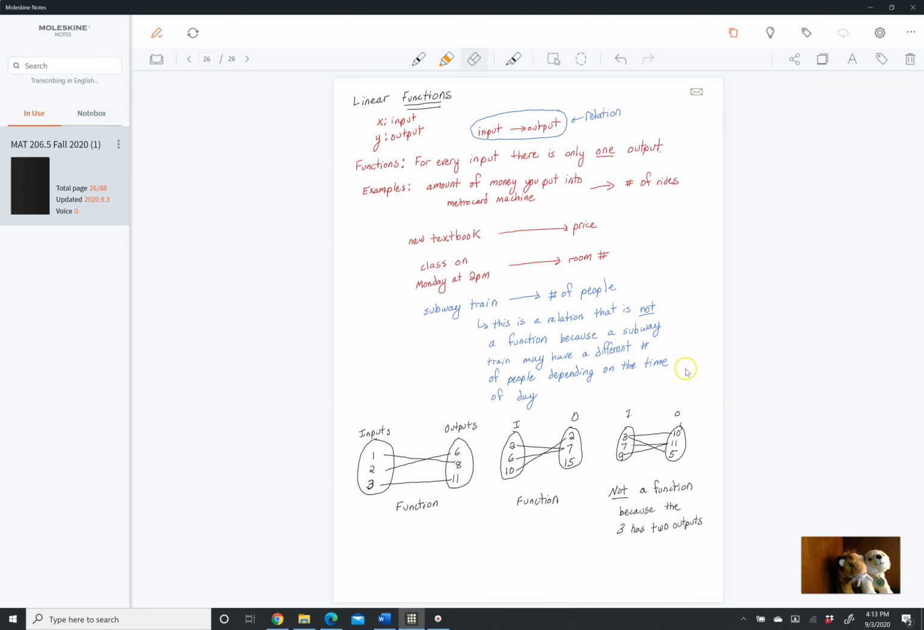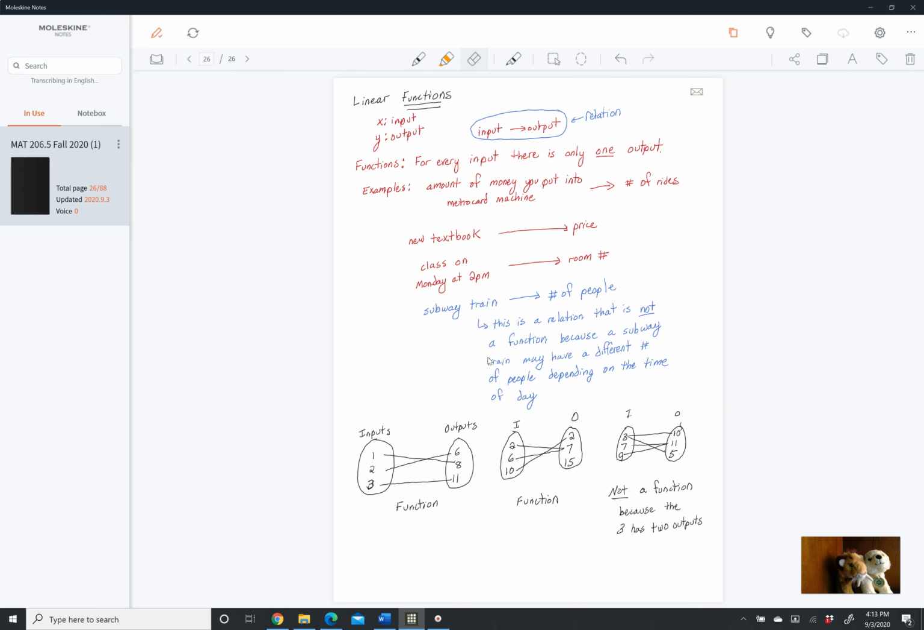Okay, so this is one way of writing a function. We have our inputs, we have our outputs, and then we draw lines to show our relation. And we look: is there only one line coming out of each input? If there is, that relation is a function. If it's not, it's still a relation, but it's not a function. Okay? The other way that we could show functions is using sets.